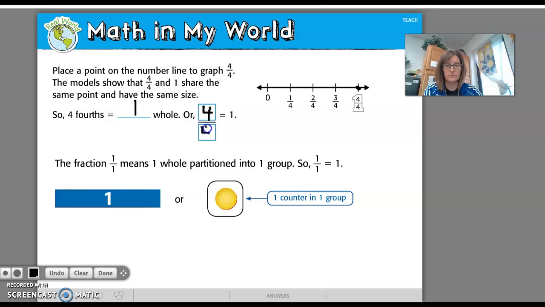Down here it says the fraction 1/1 means 1 whole partitioned or divided into one group. So we're taking 1/1, it equals 1 group. We have one group of fraction strips, or one group of one counter.